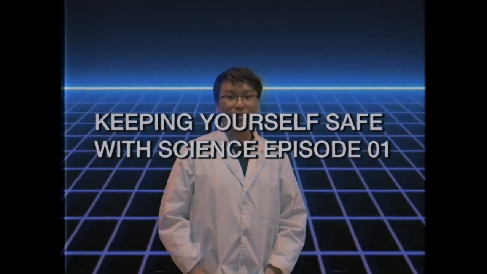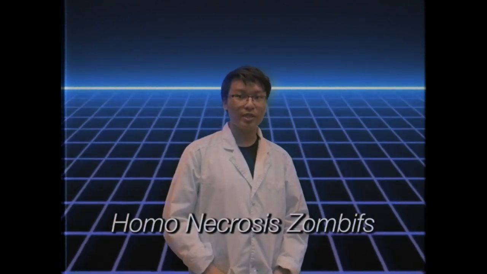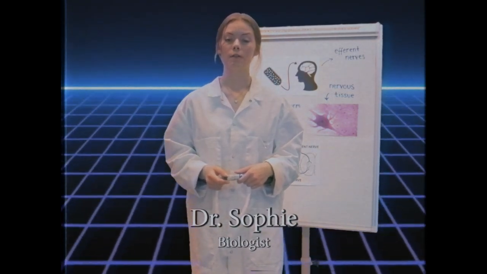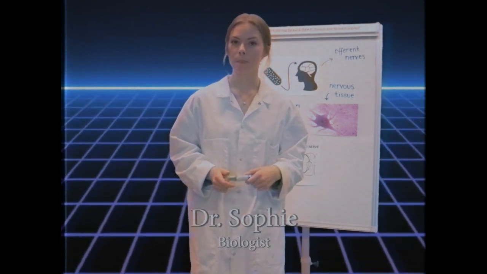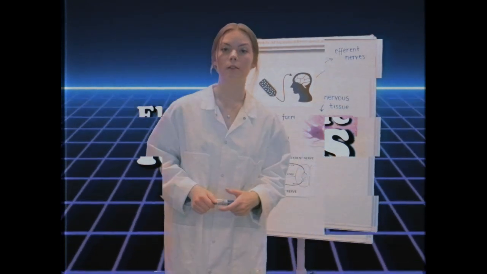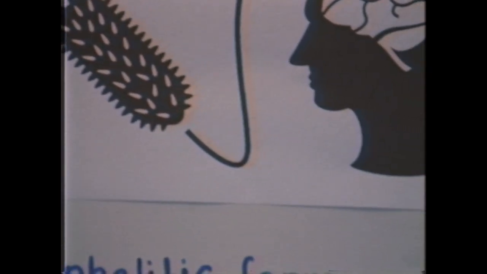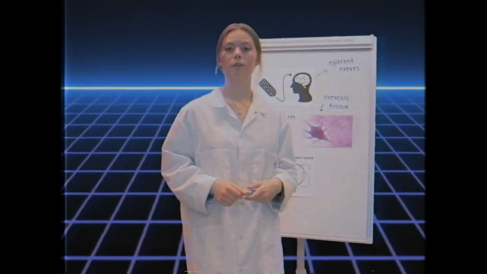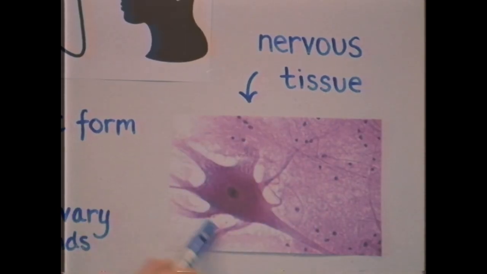In today's episode of Keeping Yourself Safe with Science, we're going to look at Homo necrosis zombifs, commonly known as zombies. The zombie virus is theorized to be a strain or genetic variant of the infectious disease and virus of rabies. More specifically, it is theorized to be the encephalitic form of rabies. The virus is secreted primarily through the saliva of an infected animal. Once the virus is contracted through the saliva, it quickly travels through the bloodstream, entering the brain, where it attaches to susceptible cells and causing the brain to swell. The virus is therefore found in the nervous tissue of an infected animal.